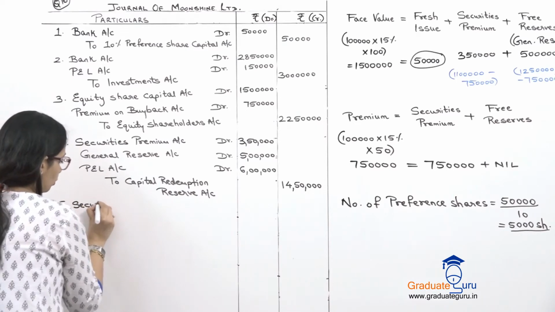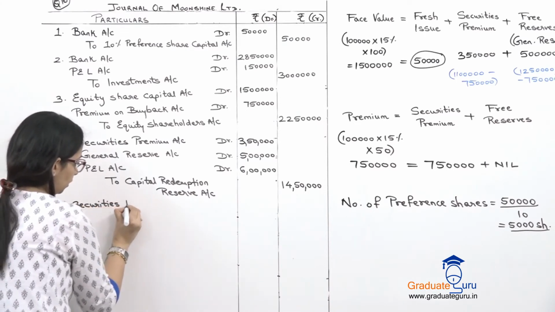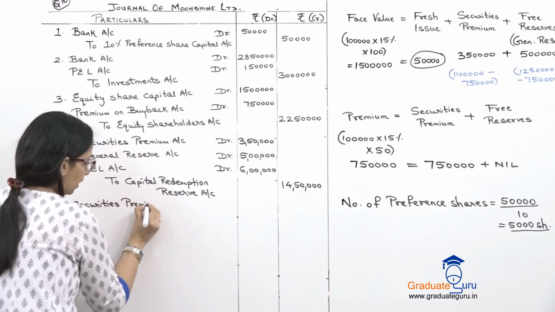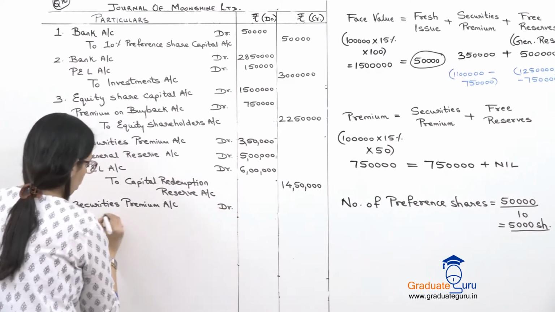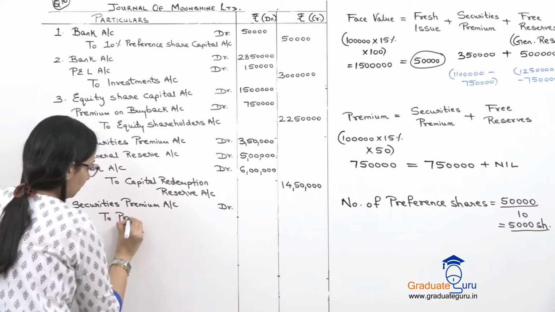Next is for our premium. We have only used securities premium. So securities premium account debit to premium on buyback.